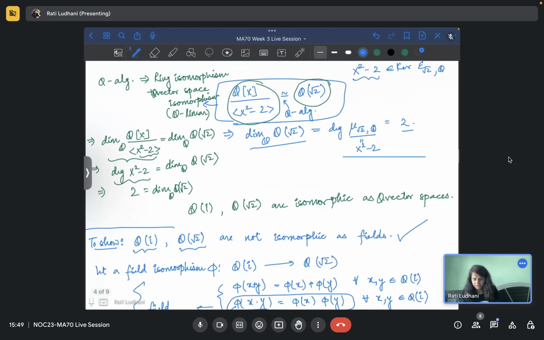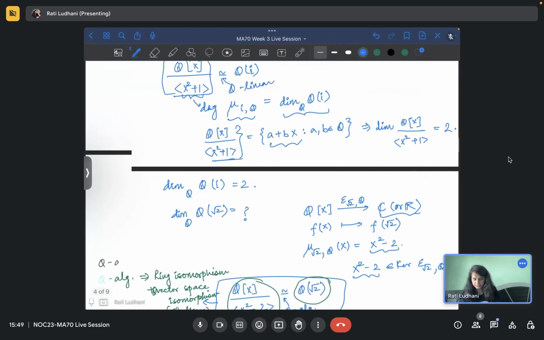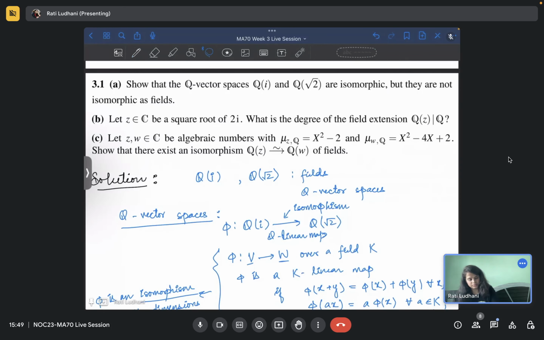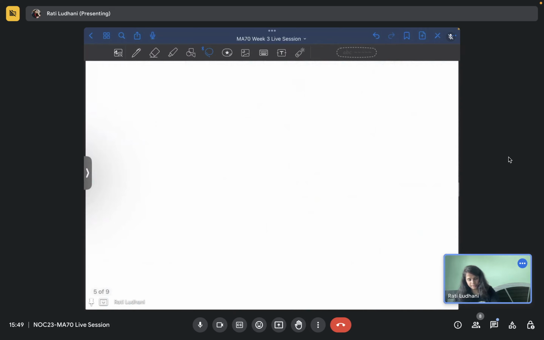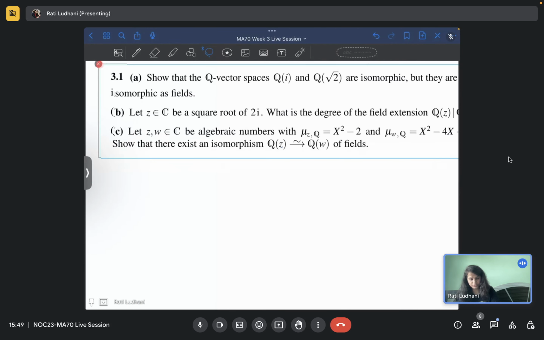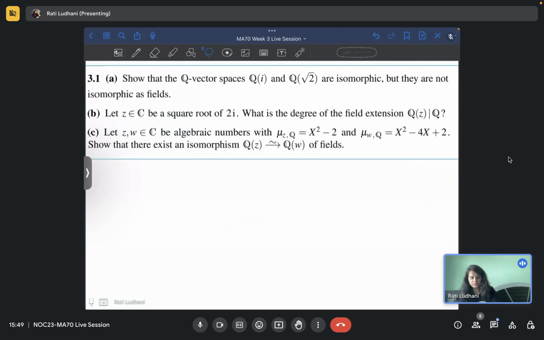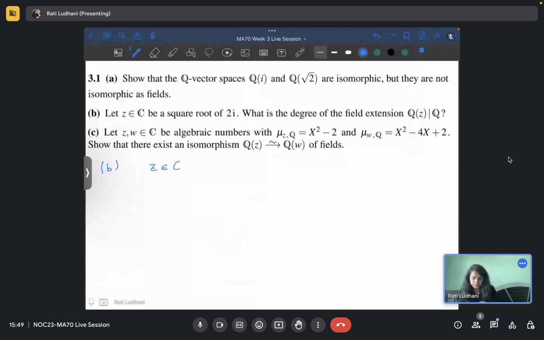Okay. Let's see the second part. We are doing the B part now. Let z belong to C be a square root of 2i. We have been asked what is the degree of the field extension Q(z) over Q.